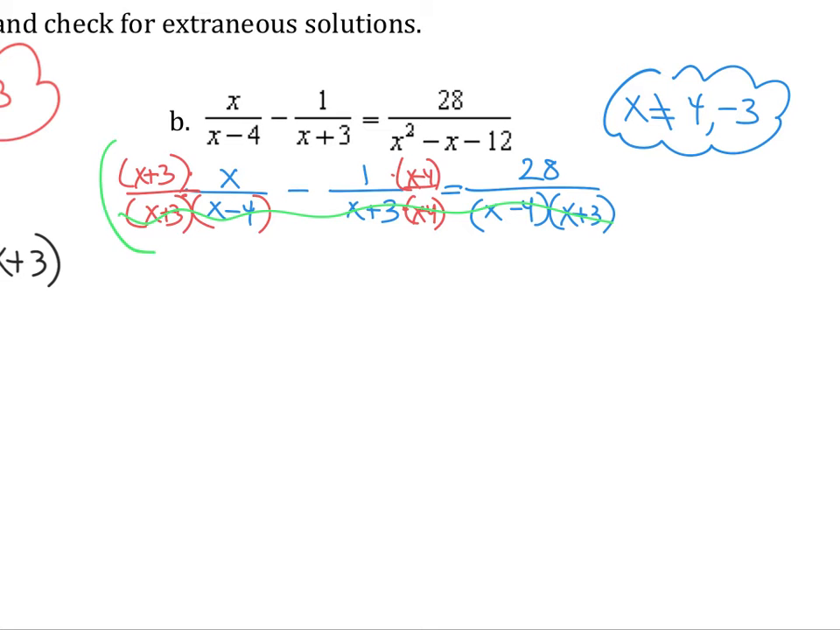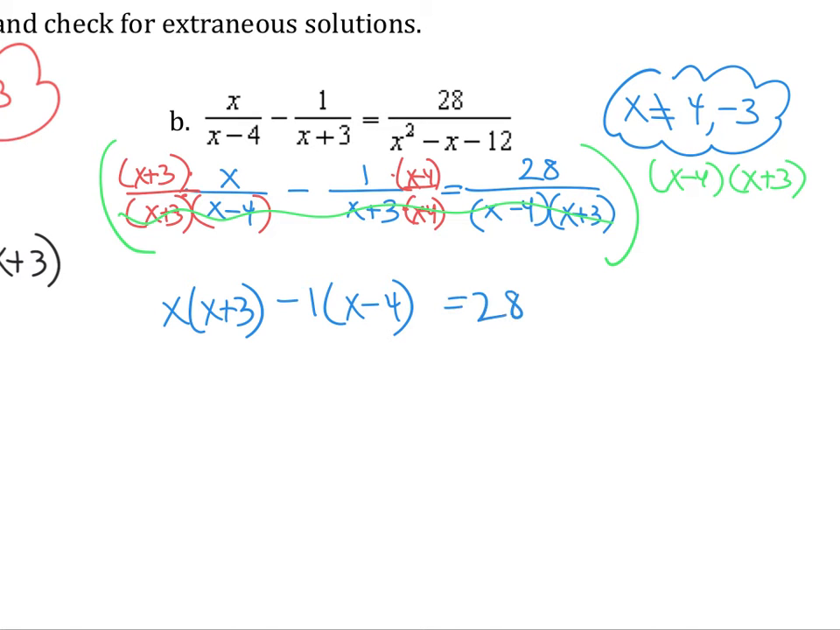The reason is because we're multiplying both sides of our equation by the LCD. If you were to distribute that through, the factors would cancel, and you would be left over with x times x plus 3 minus 1 times x minus 4 equals 28. I'll distribute here. Here I have to distribute a negative 1, so be careful. And because I have a quadratic, I know in order to solve this, I have to set it equal to 0. So I'm going to subtract 28 from both sides.